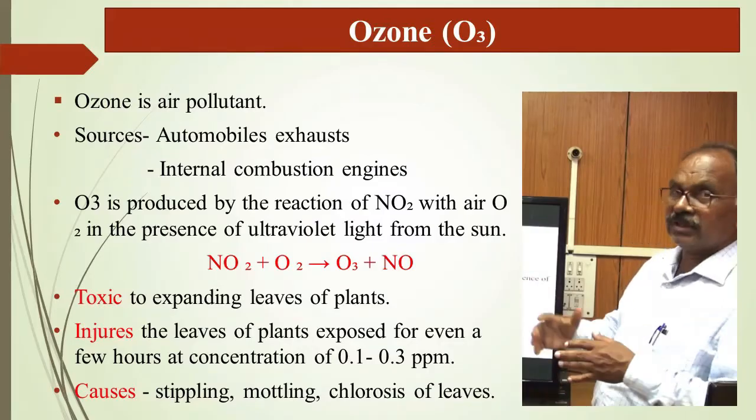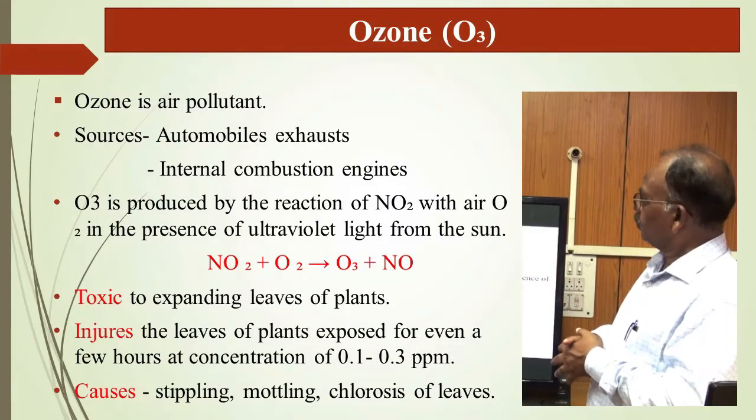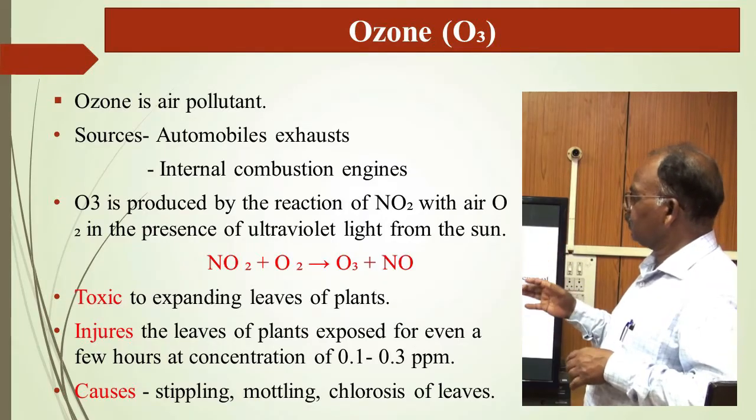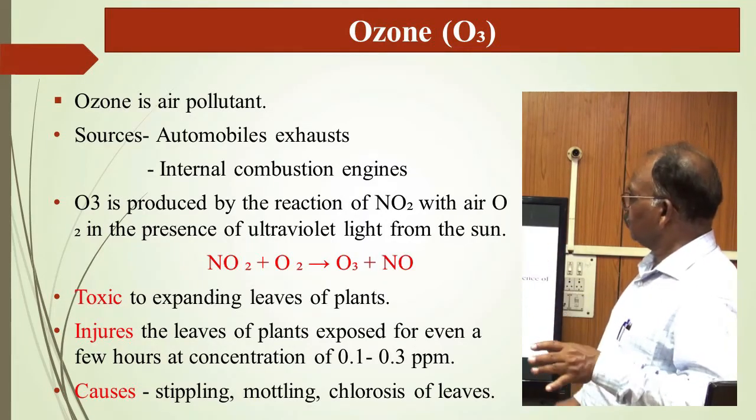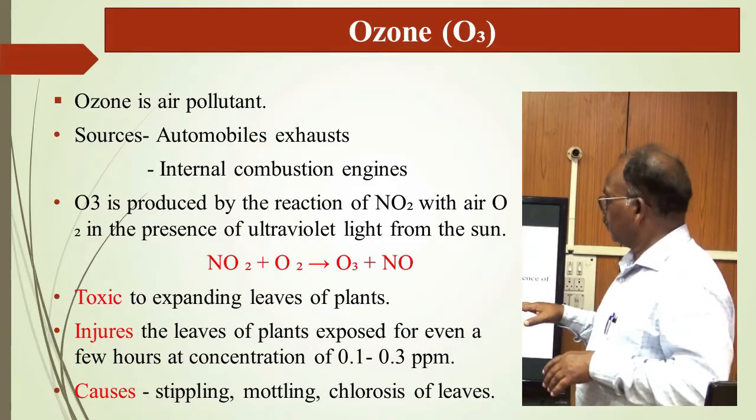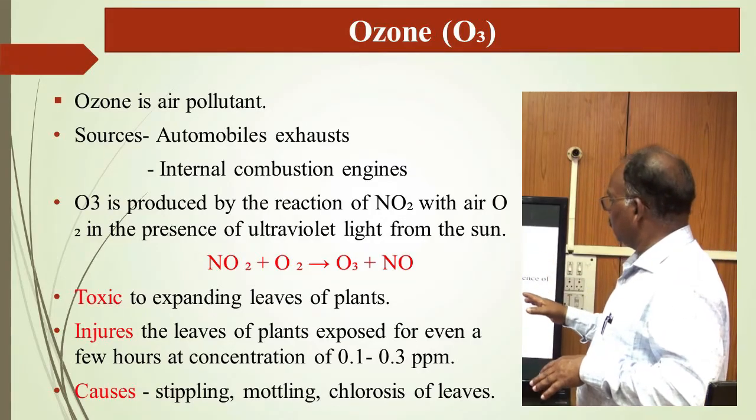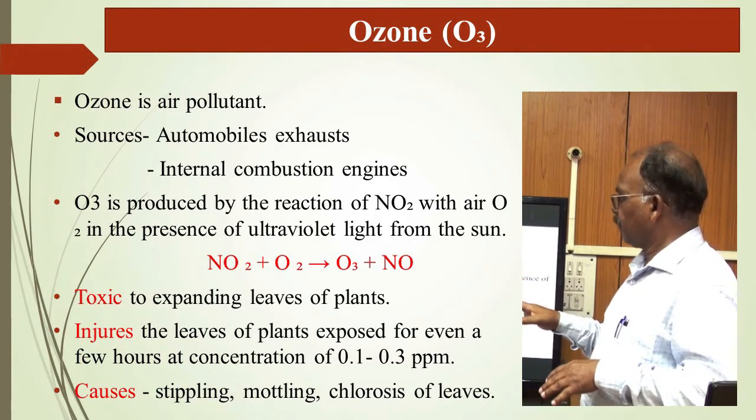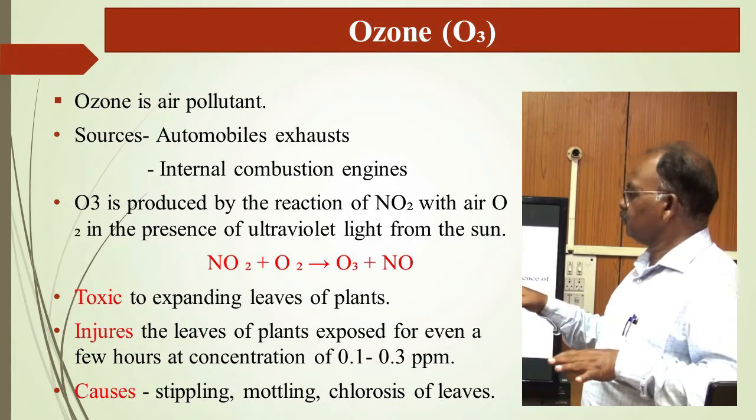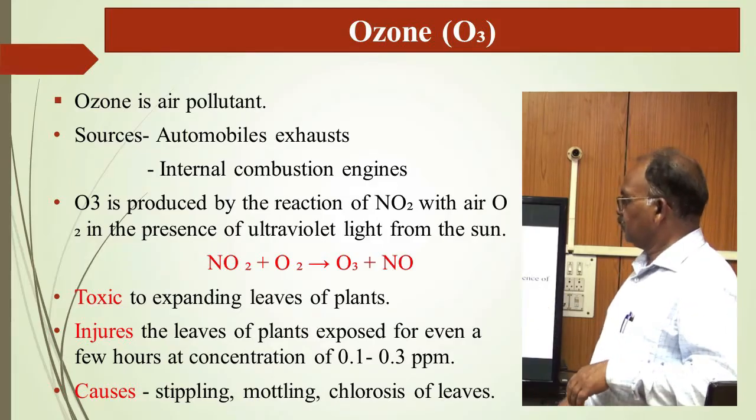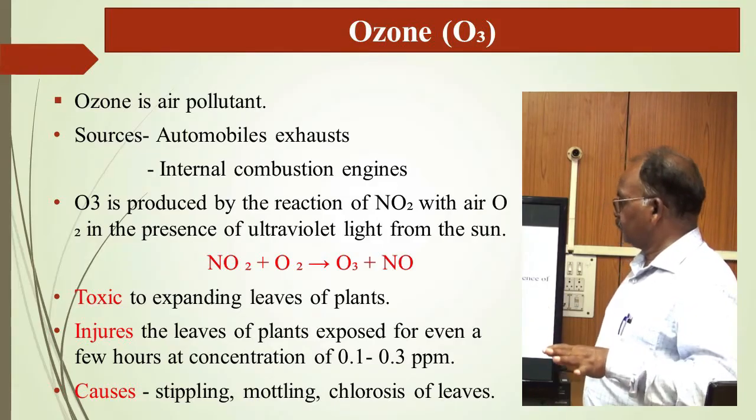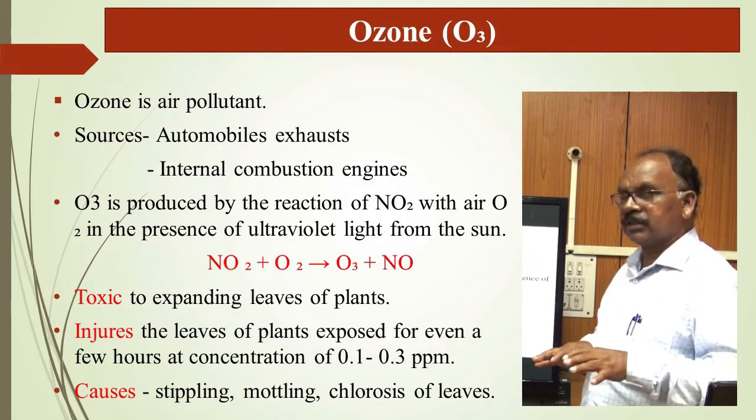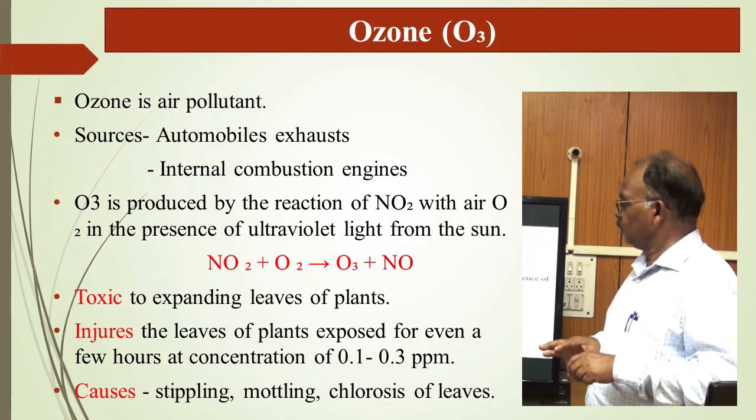Ozone. Ozone is an air pollutant. Ozone is produced from automobile exhaust and internal combustion engines. Ozone is produced by the reaction of nitrogen dioxide with oxygen in the air in the presence of ultraviolet light from the sun. Ozone is toxic to the expanding leaves of plants. Ozone injures the leaves of plants exposed for even a few hours to a concentration of 0.1 to 0.3 ppm.